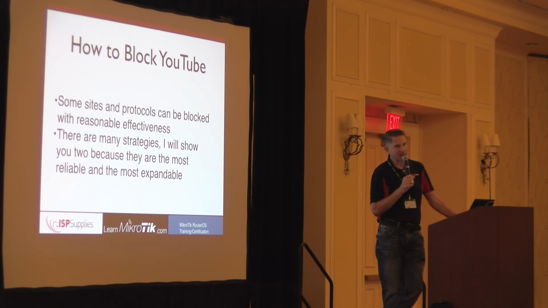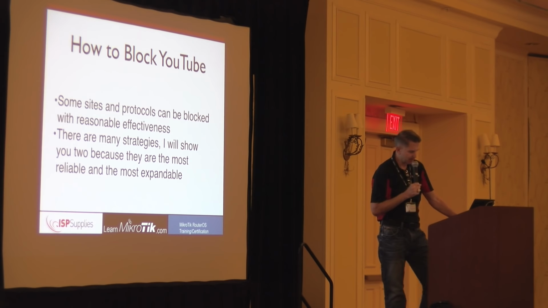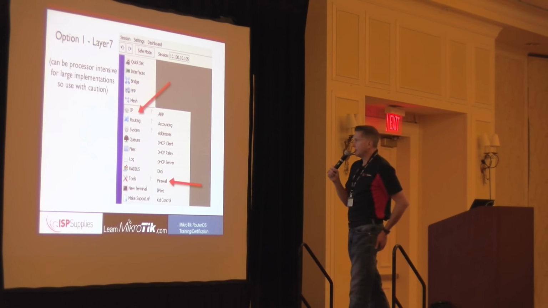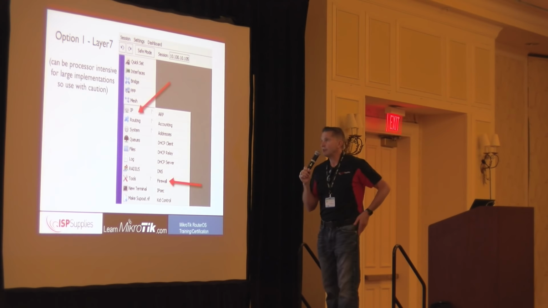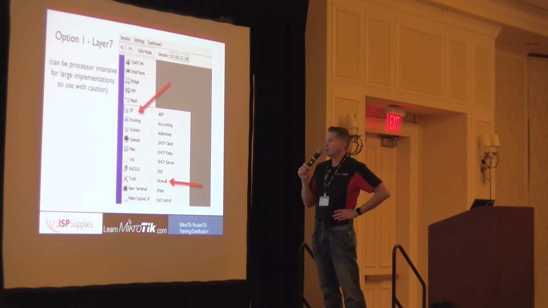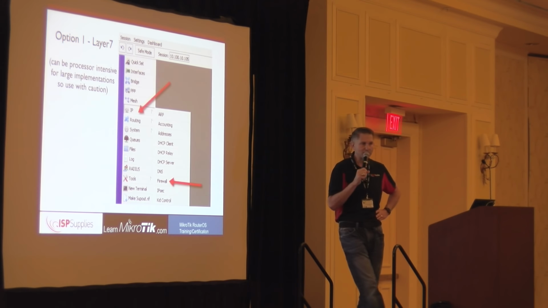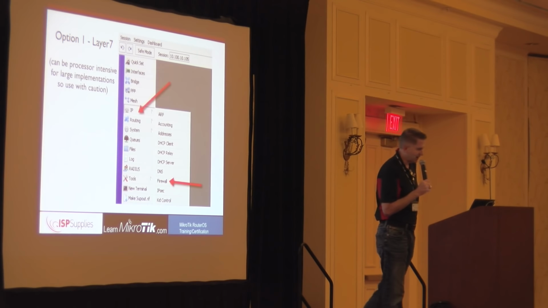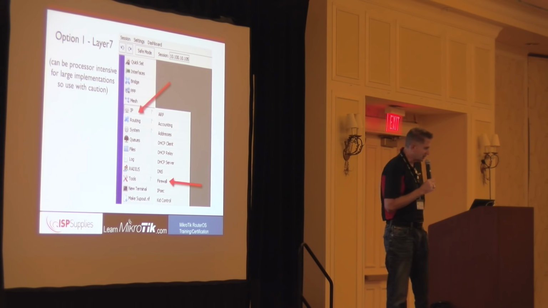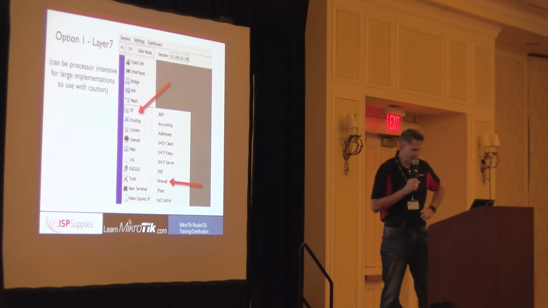So, you know, you can take one and not just block YouTube, but block Facebook too, or some other time-wasting site. Option 1 is using a layer 7 rule or a layer 7 matcher. I do caution you to be cautious with this because it's very processor intensive to do that type of inspection of packets. And so too many of these rules and you'll drag that CloudCore down to its knees. So be careful with this.